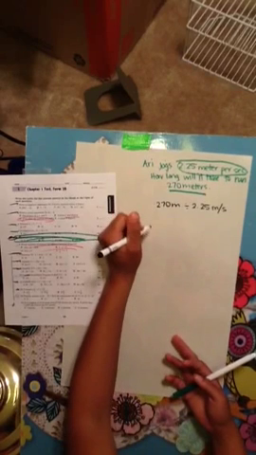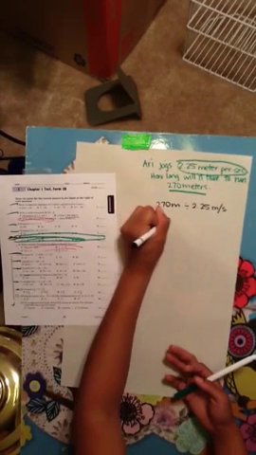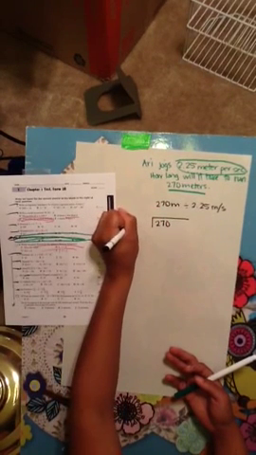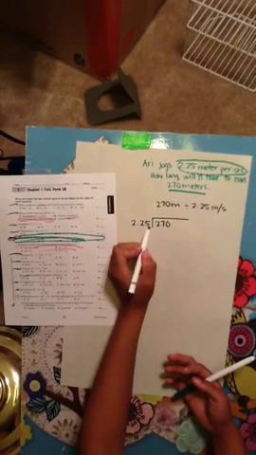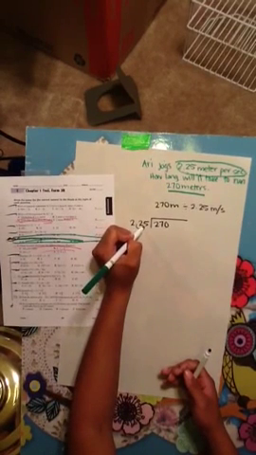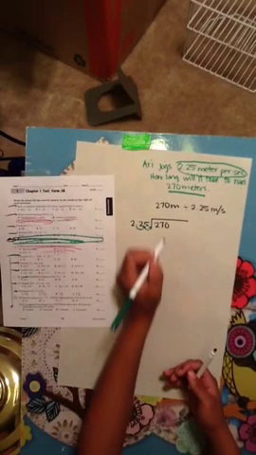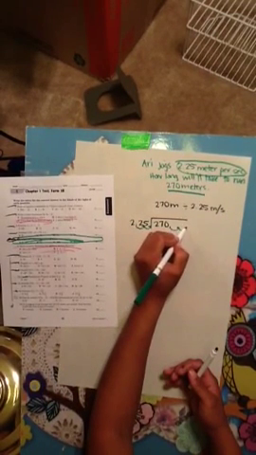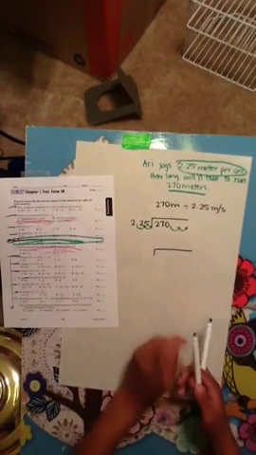Calculator, awesome. But if you don't have a calculator, how will we do this? Good question. 270 will go inside, 2.25 will go on the outside. And we have to move this decimal place over twice to make a whole number. In doing that, we also have to move this decimal place over 2 spaces. So our division problem just became a little bigger.